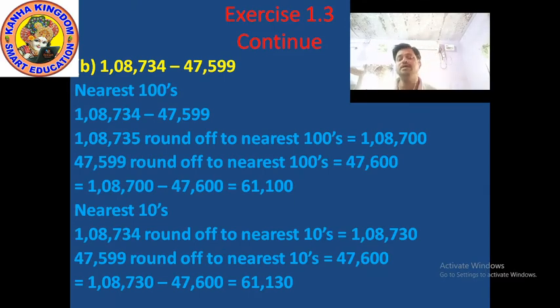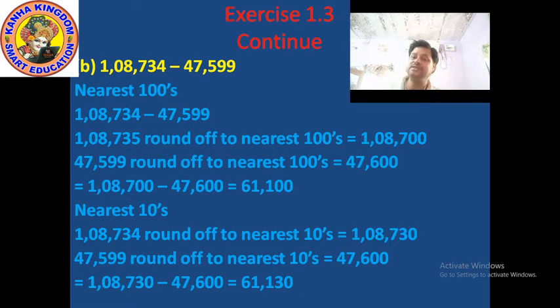1,08,734. Okay, so first you have to convert these numbers to the nearest 100. So first is nearest 100. So the number is 1,08,734, and when we convert this number to the nearest 100, what do we keep in mind? Tens place and hundred place. Very good. And which two rules?